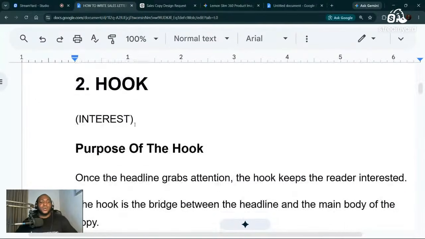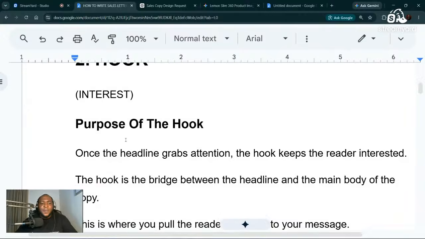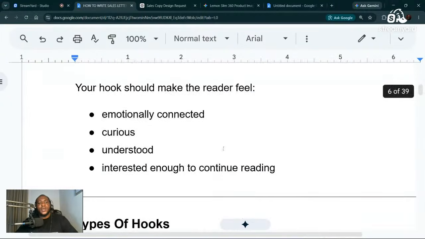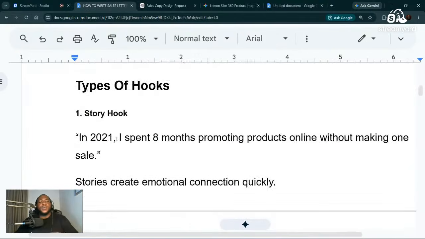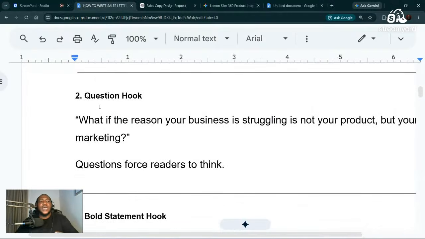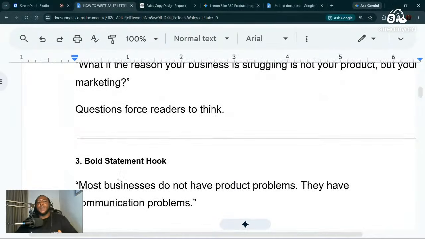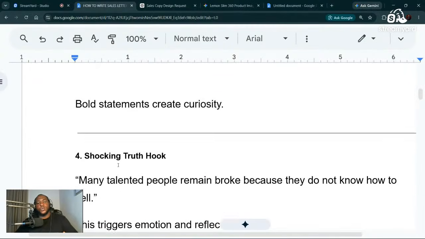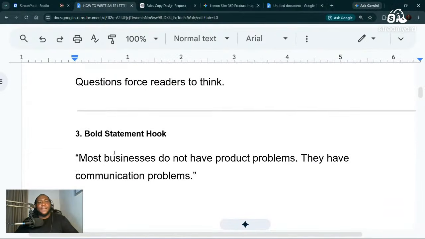Let's forget the book. Now, let's go to the hook. The purpose of the hook: once the headline grabs attention, the hook keeps the reader interested. The hook is a bridge between your headline and the main body. You understand? So how do we write a hook? Number one, it gave us a story hook. It gave us a question hook. It gave us a bold statement hook. It gave us a shocking truth hook. So we are going to look for the hook that matches well.